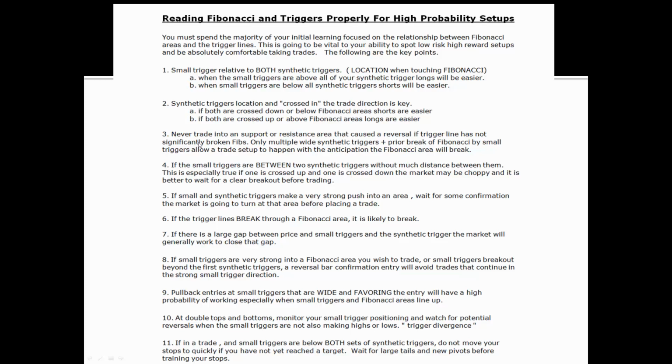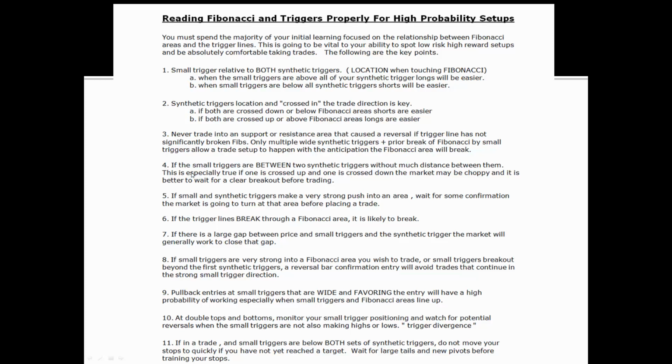Rule number 3 is really key. A lot of people make this mistake. Never trade into a Fibonacci support or resistance area that caused a reversal if your trigger lines haven't broken that fib. Right? It's a target that got hit, and when the triggers don't break the fib area, you can't trade into it until you actually do break it. Only when you've got wide synthetic triggers and your small triggers have already broken it significantly can you trade that area anticipating it will break.